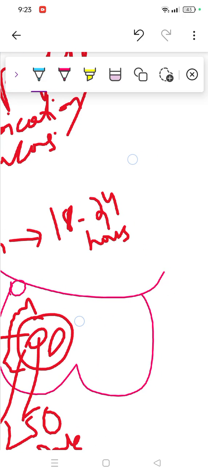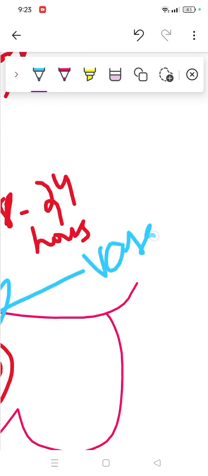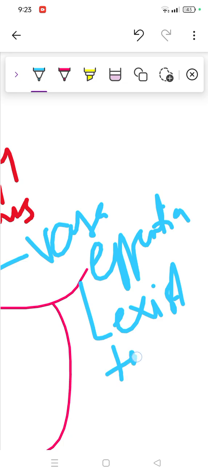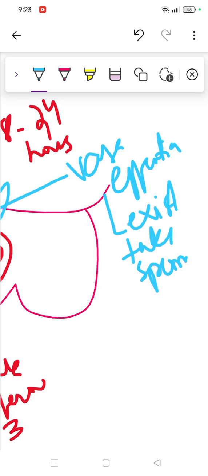Then we also have another part that's called the vasa efferentia, which means the excess part. This means they are going to take the sperm back. And then you'll see the vas deferens, and all these functions. I'm sure it's clear to you.